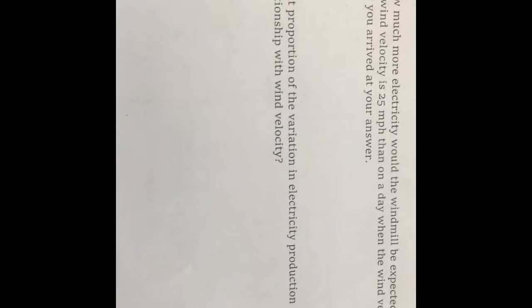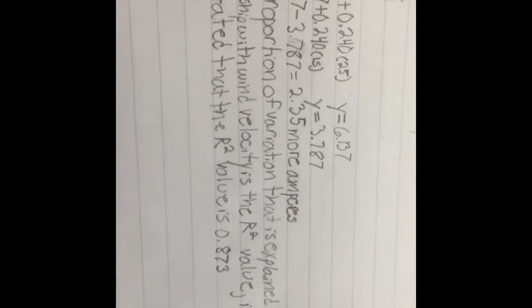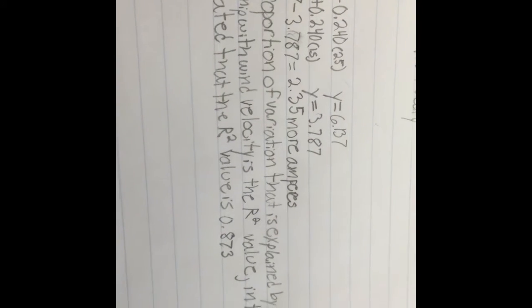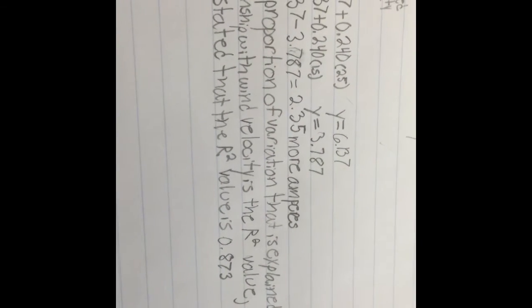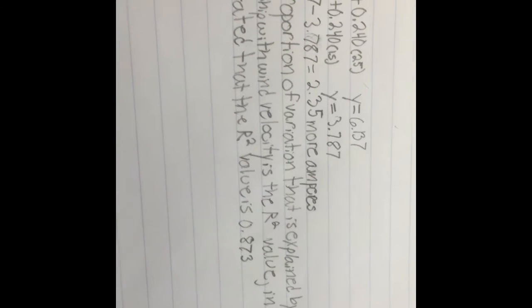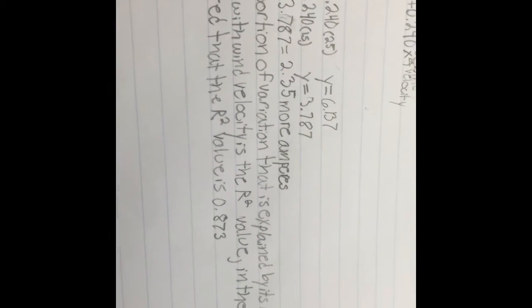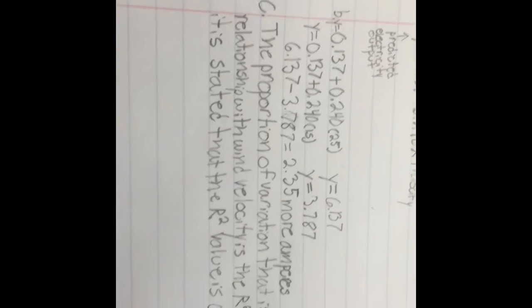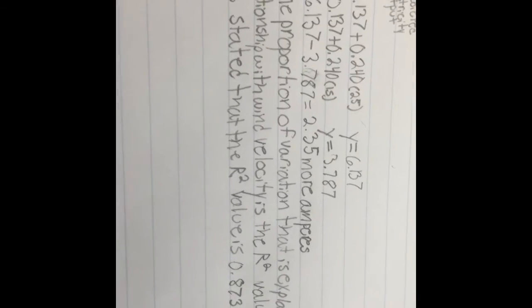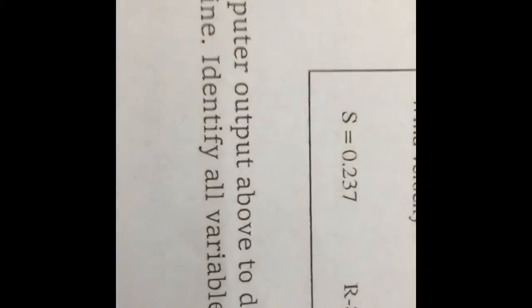Next for C, what proportion of the variation in electricity production is explained by its linear relationship with wind velocity? So, the proportion of variation that is explained by its linear relationship with wind velocity is the r square value. In the output, it is stated that the r square is 0.873, as you can see right there. That is our answer.